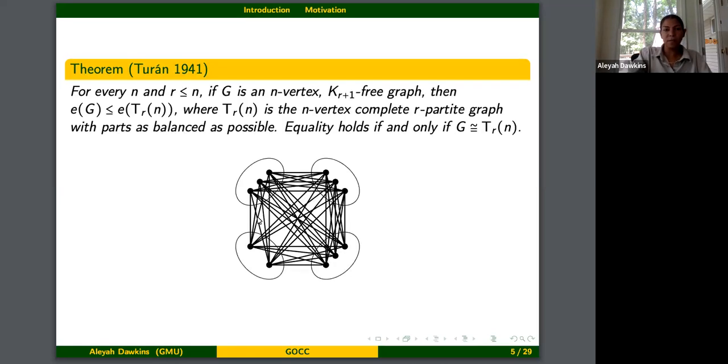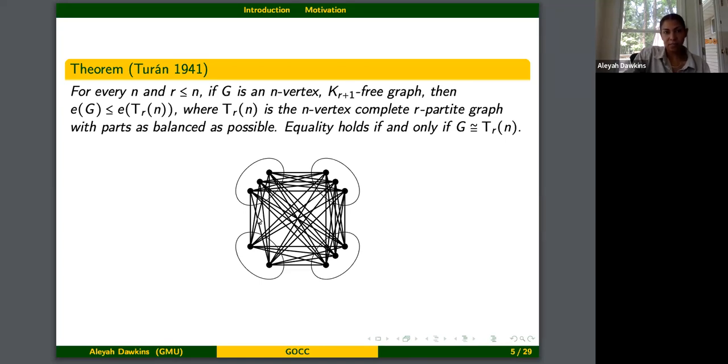So, for example, when n is 11 and r is 4, this would be the Turán graph. It's going to be the 11-vertex graph that is 4-partite. Our 11 vertices are divided up into the 4 parts with our parts as balanced as possible, meaning that the sizes of any 2 parts can differ by at most 1. And then it's complete, meaning that every vertex is connected to every other vertex outside of its part. Turán was also able to show that equality holds if and only if G is the Turán graph.